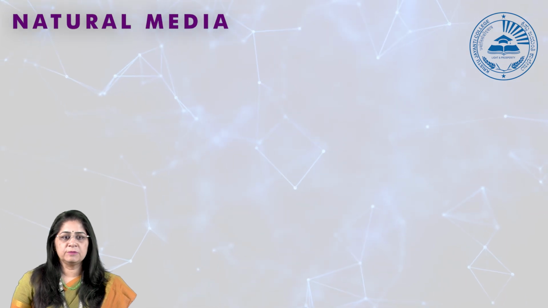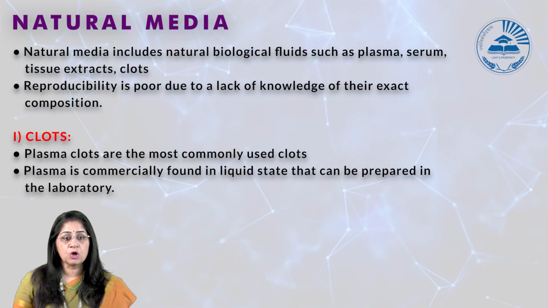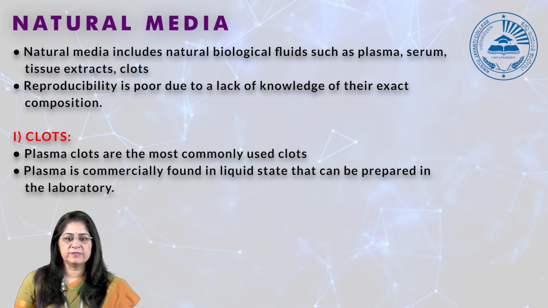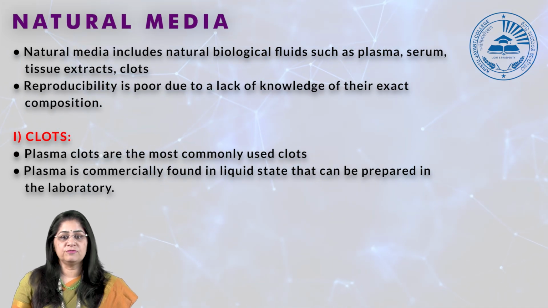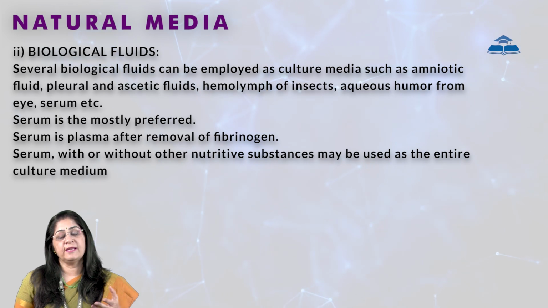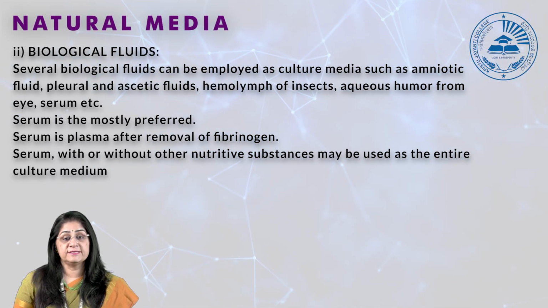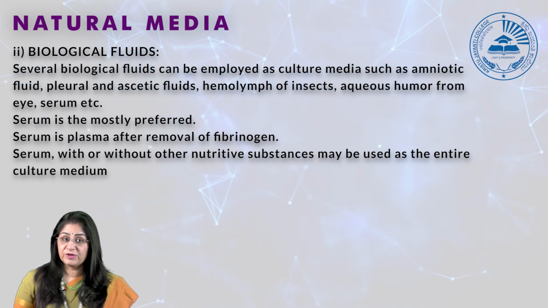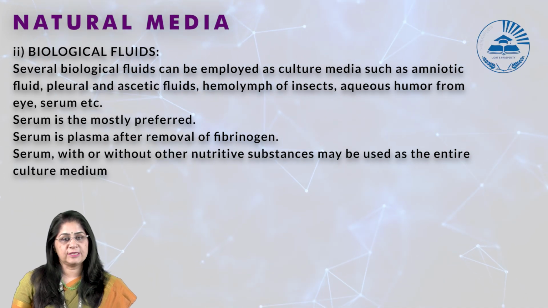Now what are these natural media? Natural media can be plasma, serum, tissue extracts, clots, and plasma clots. Plasma is most commercially found in the liquid state and can be prepared in the laboratory. Then we have other biological fluids, for example amniotic fluid, pleural and ascitic fluids, hemolymph for insects, suppose you are growing insect cells, or aqueous humor from the eye, and of course serum, which is the most popular or most commonly used natural medium.